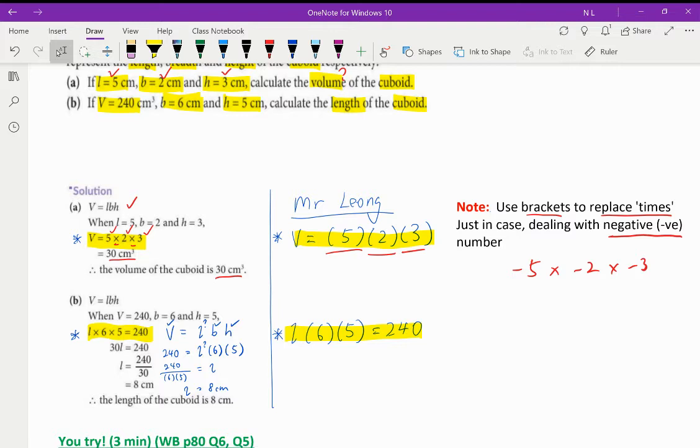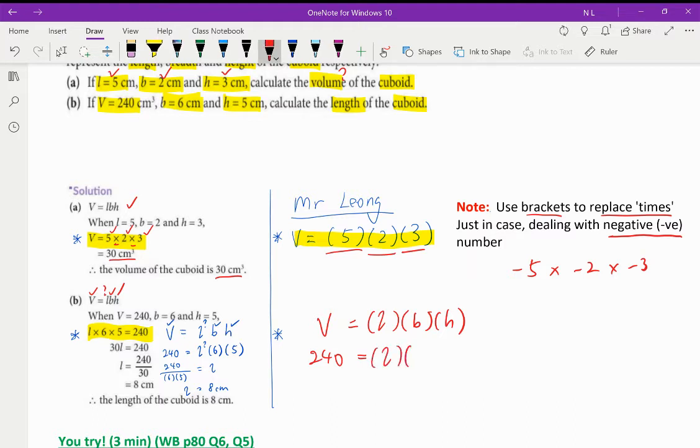In part B, we are given the volume as 240, and we are given the breadth and the height. How are we able to find the length? Given this equation, I know that volume equals length times breadth times height. Volume is 240, length is question mark because this is what we want to find, the breadth is 6 cm because it's given to us in the question, and the height is 5 cm.